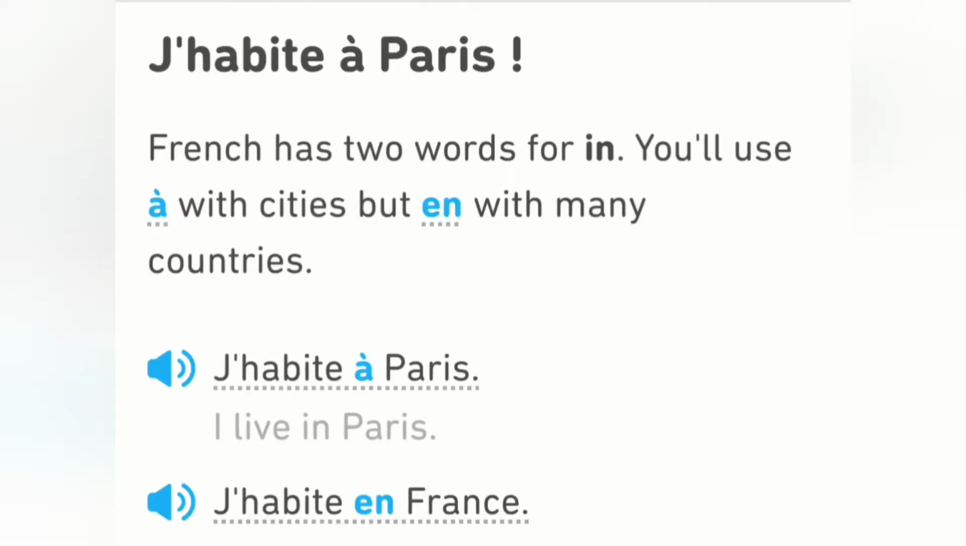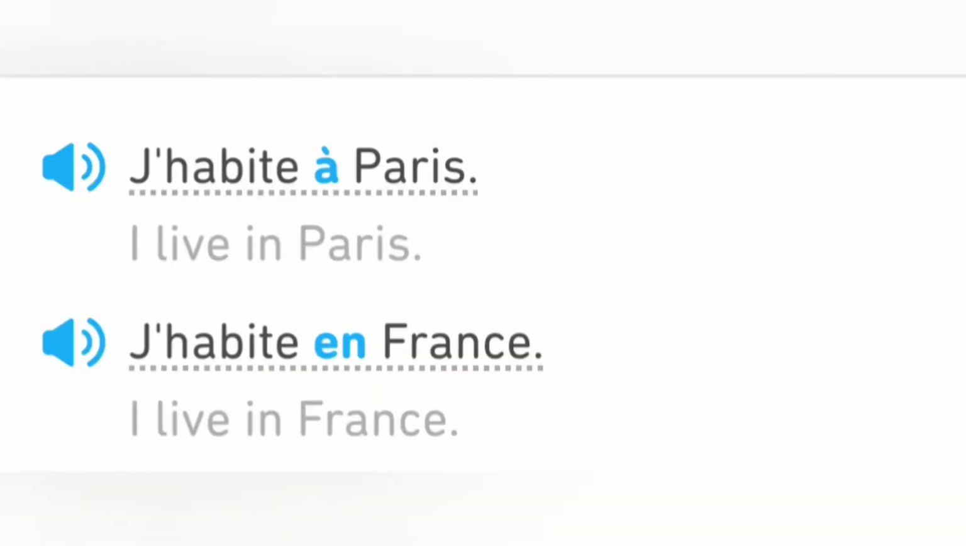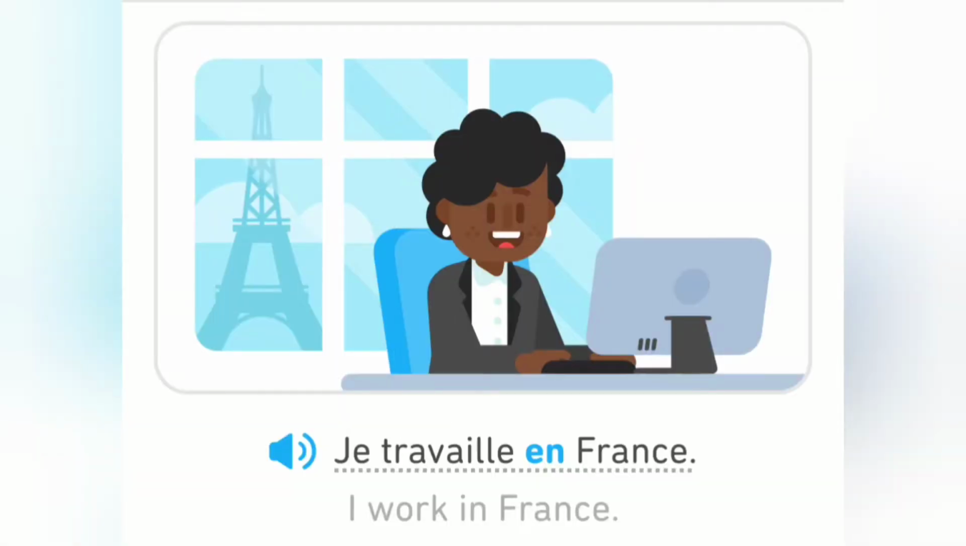And another thing that you have to note is that French has two words for "in". You'll use à with cities, but en with many countries. For example, j'habite à Paris and j'habite en France. And another example, je travaille en France.